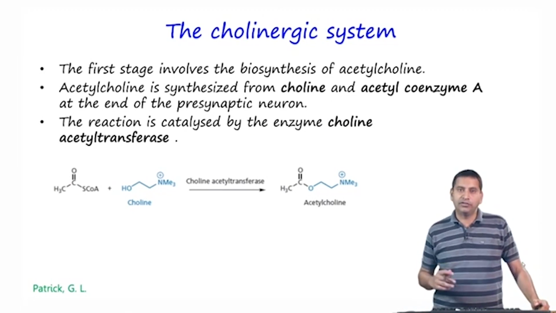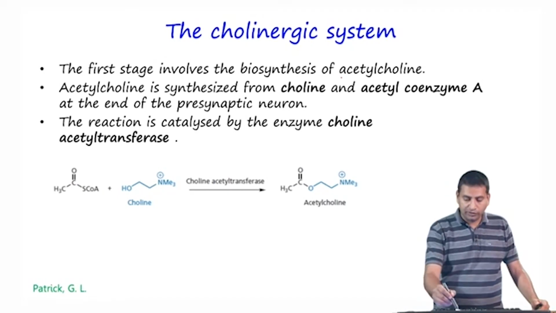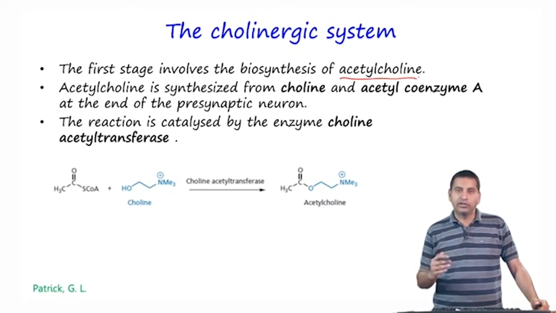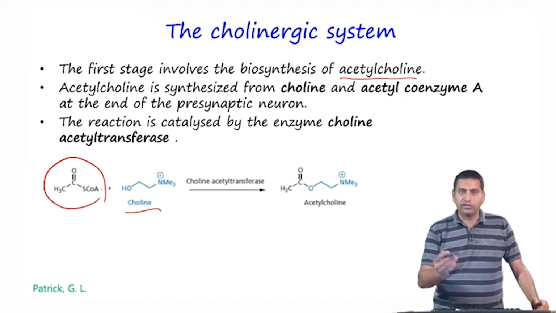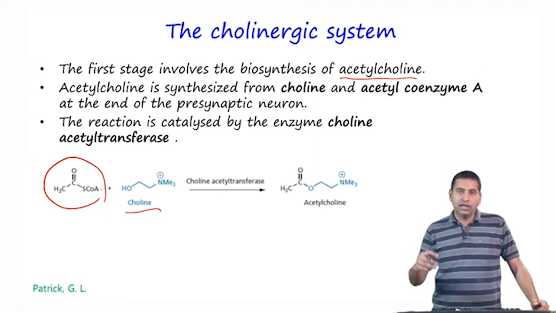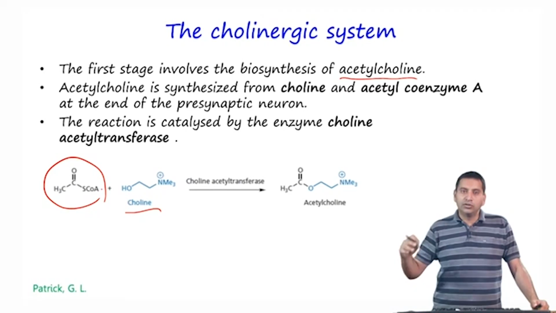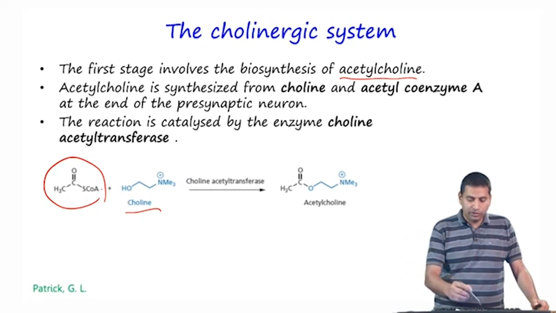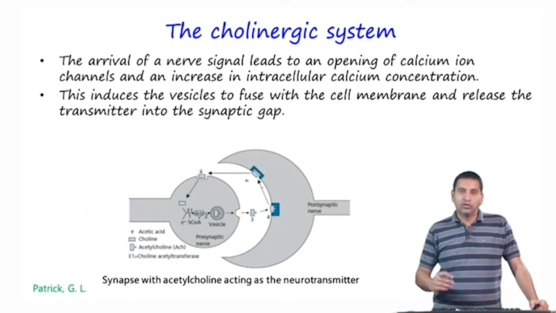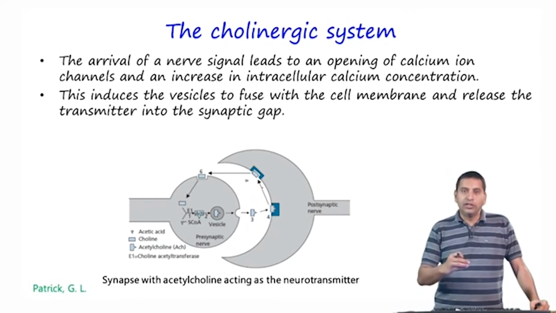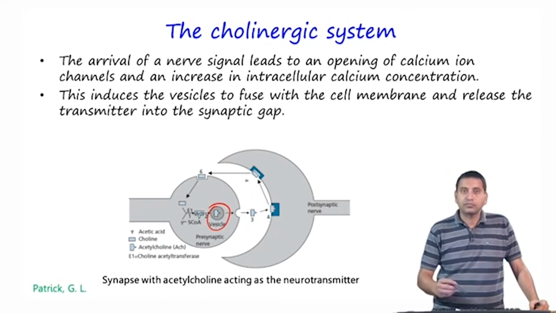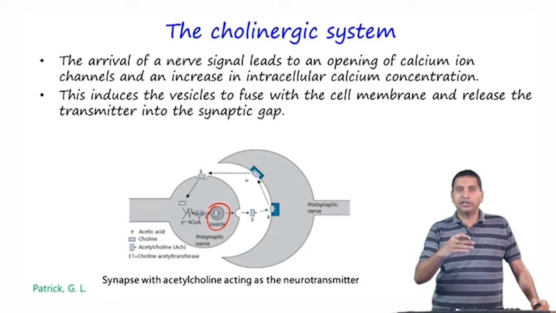The first stage of this system involves the biosynthesis of acetylcholine. Acetylcholine is synthesized from choline and acetyl-CoA, which we have looked at previously, at the end of the presynaptic neuron. This reaction is catalyzed by an enzyme known as choline acetyltransferase. The arrival of a nerve signal leads to an opening of calcium ion channels and an intracellular increase in calcium concentration.